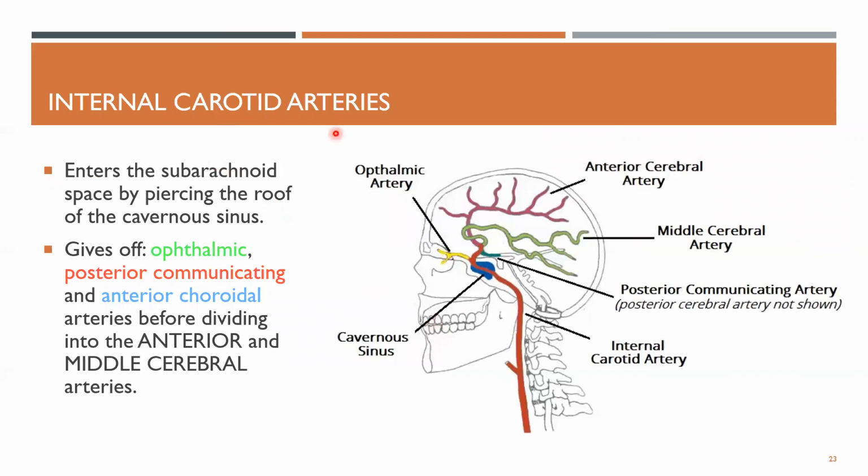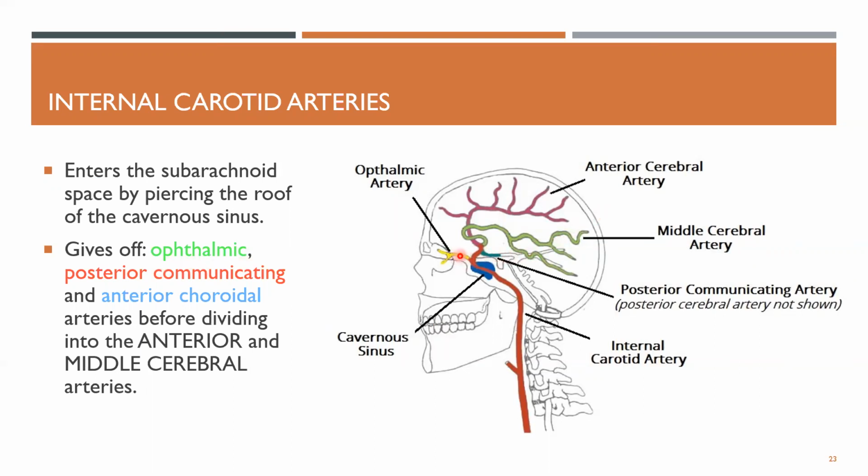Your internal carotid artery enters the subarachnoid space by piercing the roof of the cavernous sinus. Here you have your common carotid artery, external carotid artery, internal carotid artery, piercing the roof of the cavernous sinus to enter the subarachnoid space. And it has different branches.